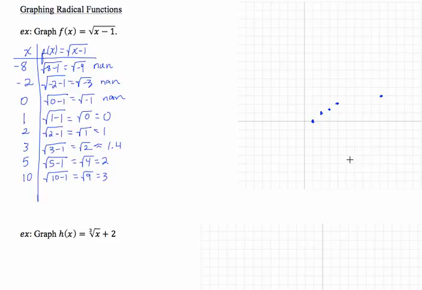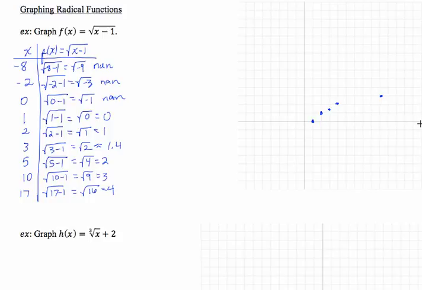So let's do 16. So we need to plug in 17 to get a 16 under the radical to get a y value of 4. Let's see if that's 9. That's 10, 11, 12, 13, 14. I can't fit it on my graph. You can probably fit it on your paper.